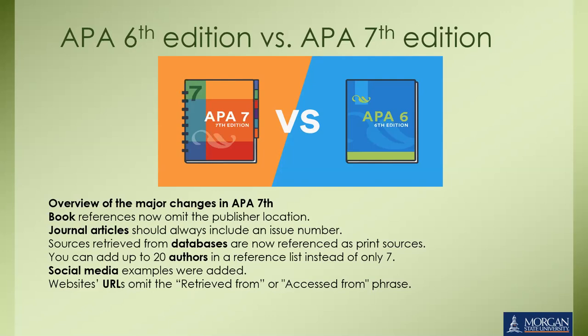Journal articles should always include an issue number. Many of us were already doing that with the 6th edition. Sources retrieved from databases are now referenced as print sources. Before, sometimes people were referencing them as online sources. So now with the 7th edition, they are referenced as print sources. Believe it or not, you can add up to 20 authors in a reference list instead of only 7. So that's a major change. Also, we know that social media is widely used today, and so they wanted to make sure the APA 7th edition included different social media examples. That means you now have more information to help you cite correctly. Also, website URLs omit the "retrieved from" or "accessed from" phrase, which we know we used with the 6th edition.